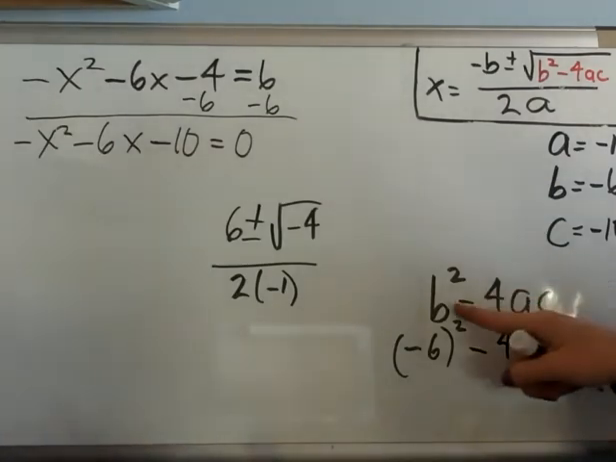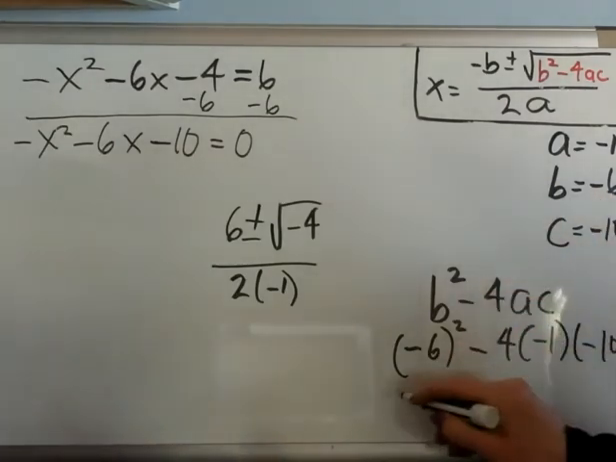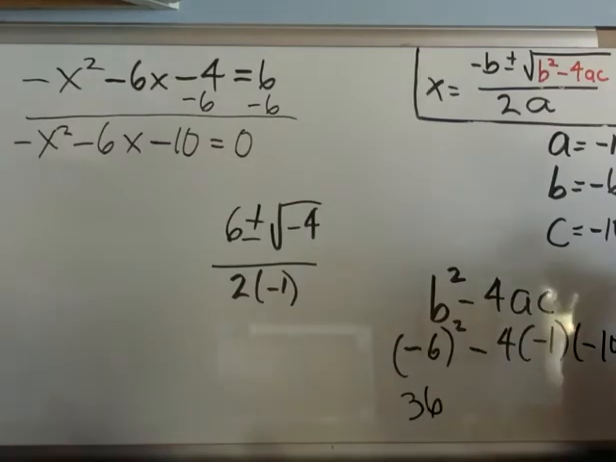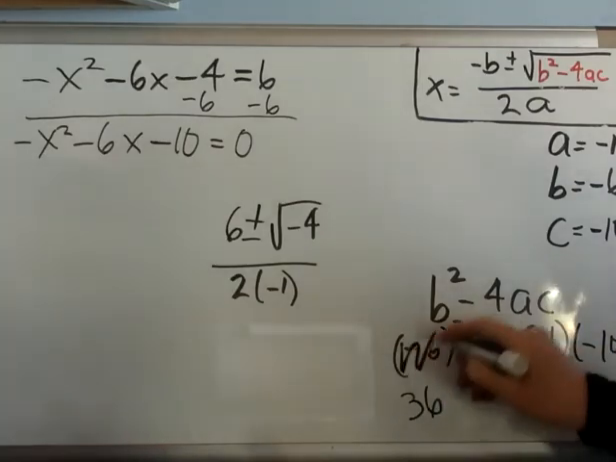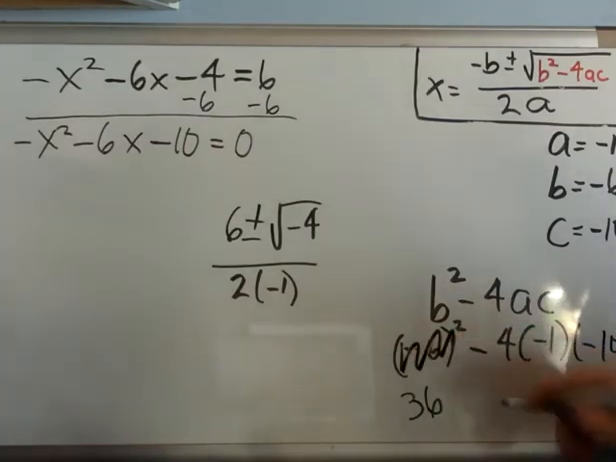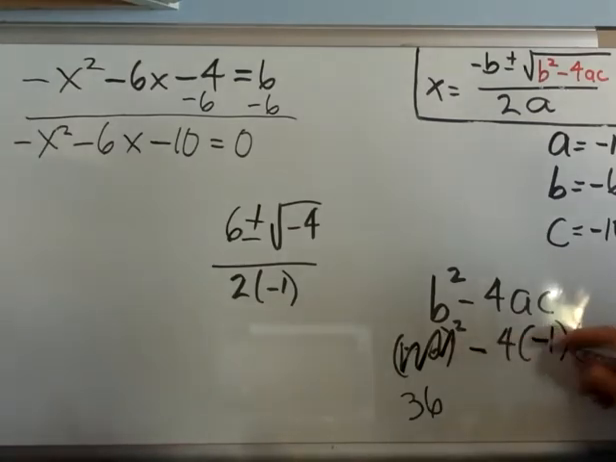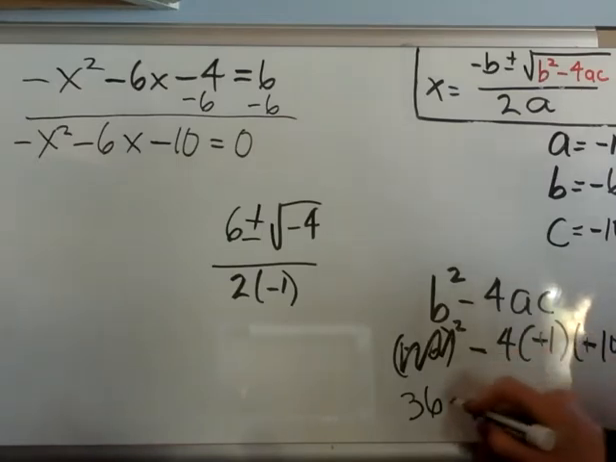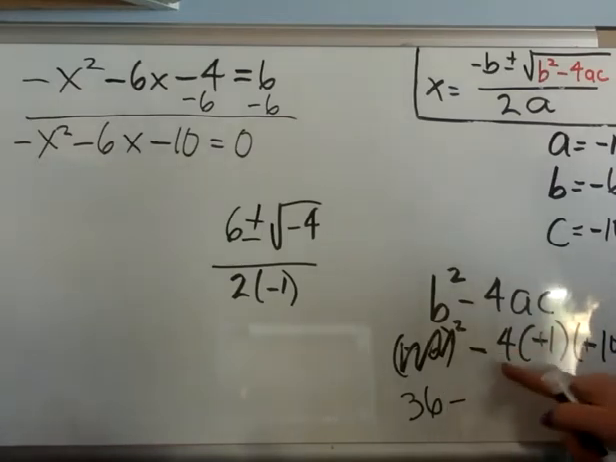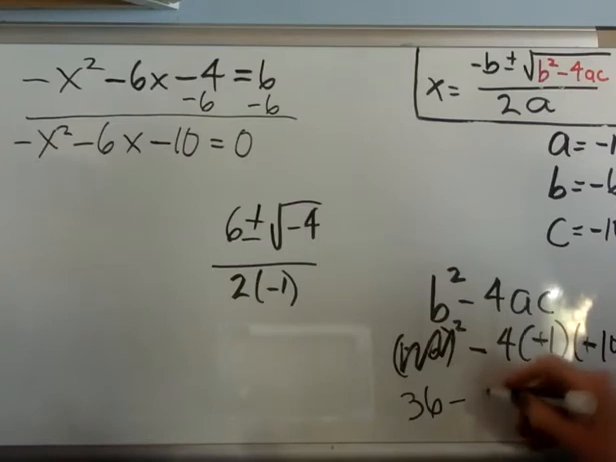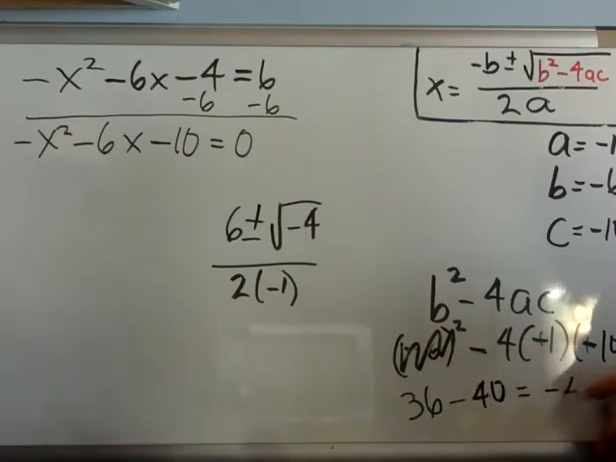Well, b squared is negative 6 squared, and that's 36. From 36, remember the negative sign gets taken care of when I square the number. I'm going to take away 4 times negative 1 times negative 10. Every pair of negatives, if there's a pair, they cancel each other out. But I am still left with 1 because I have an odd number of negatives. And I'm going to take away 4 times 1 times 10, which is 40. And 36 minus 40 is negative 4.